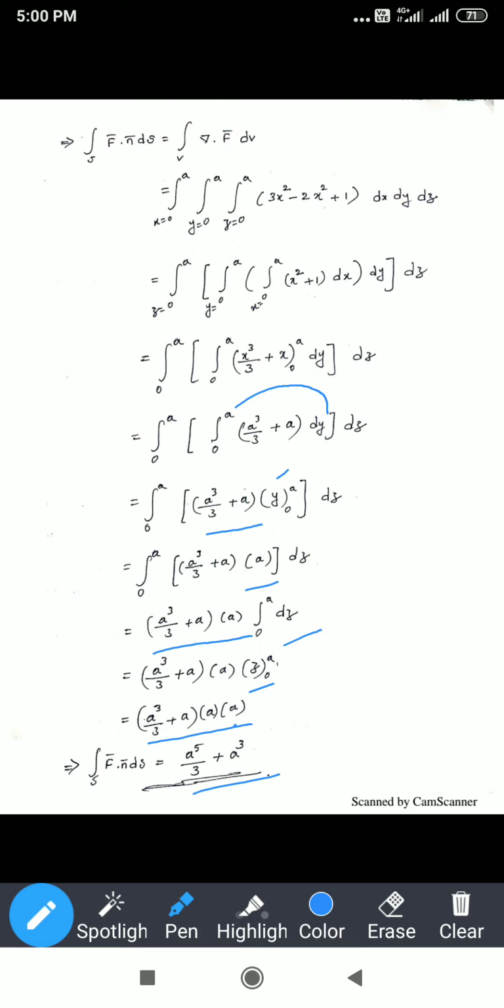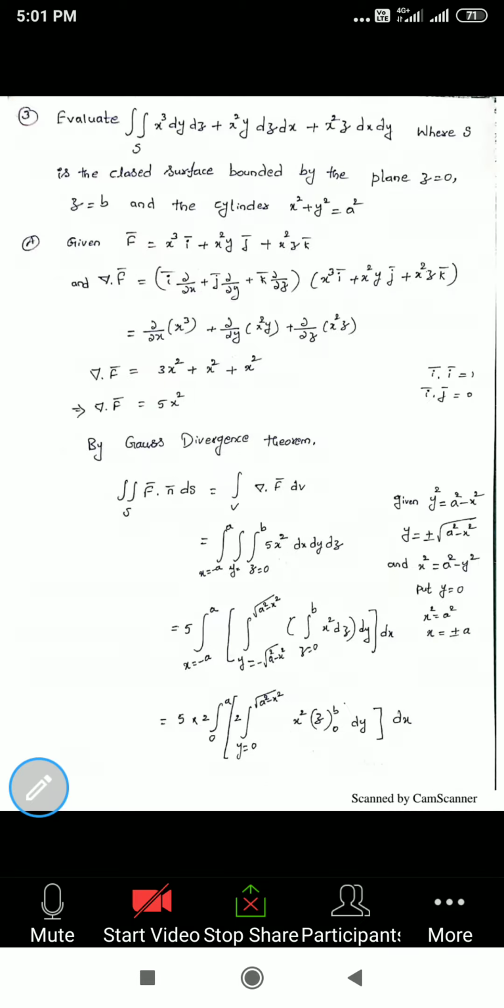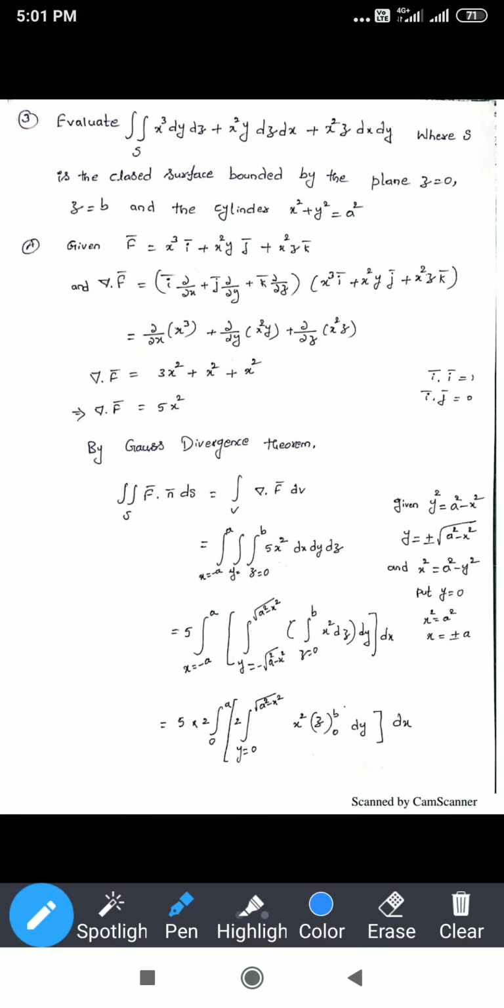This is the second problem. And come to the third one. Evaluate the double integral x cube dy dz plus x square y dz dx plus x square z dx dy, where S is the closed surface bounded by the planes z equal to 0, z equal to b, and the cylinder x square plus y square equal to a square.